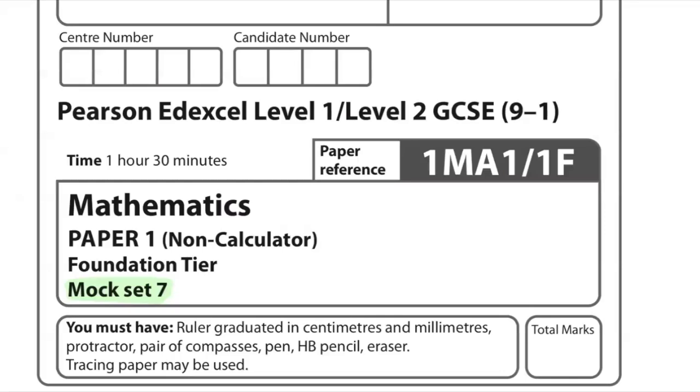I would recommend downloading the paper. There's a link in the description. Give it a go and then use this to help you mark and help you with where things may have gone wrong.